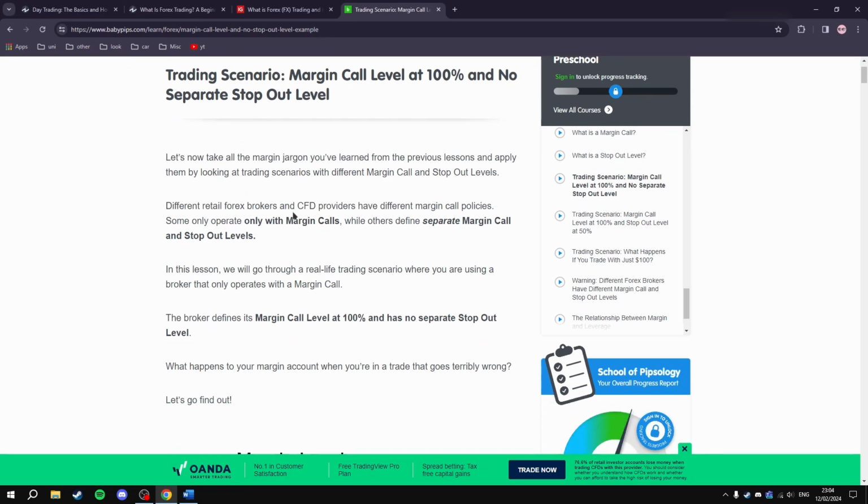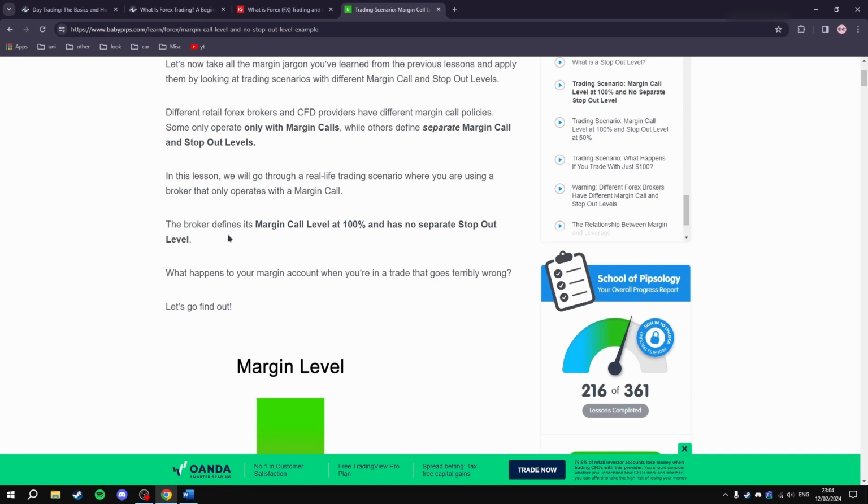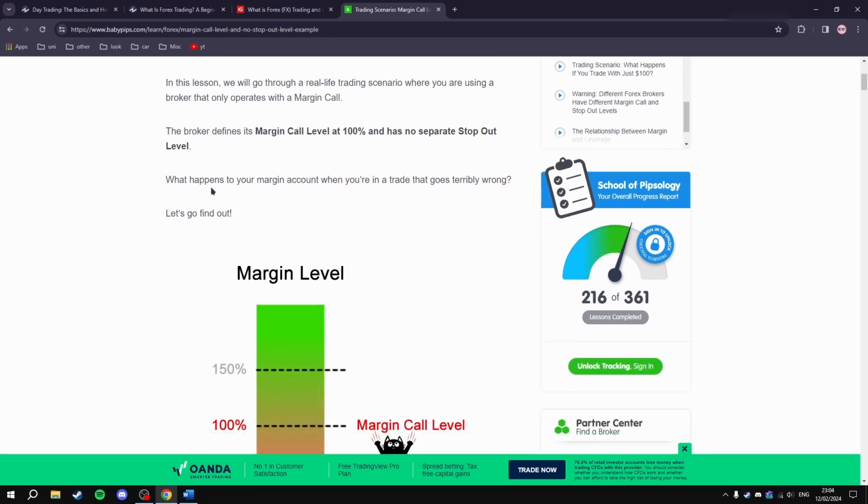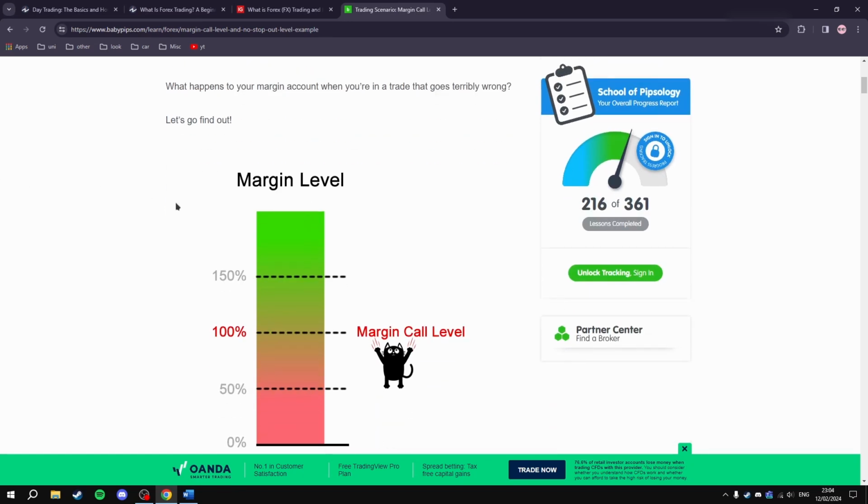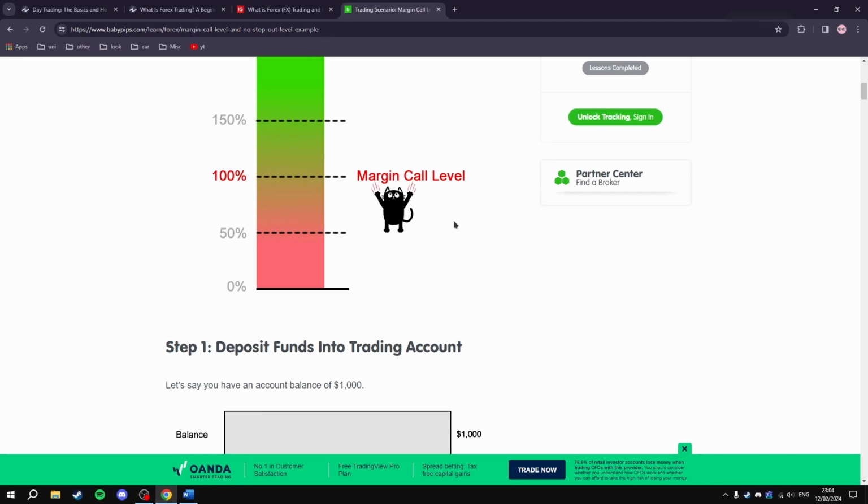Different retail forex traders, brokers, and CFD providers have different margin call policies. Some operate only with margin calls, whilst others define separate margin call and stop out levels. In this lesson, we'll go through a real-life trading scenario where you are using a broker that only operates with margin call. This broker defines its margin call level at 100% and has no separate stop out level. What happens to your margin account when you're in a trade that goes terribly wrong? Let's find out. So there's a diagram.